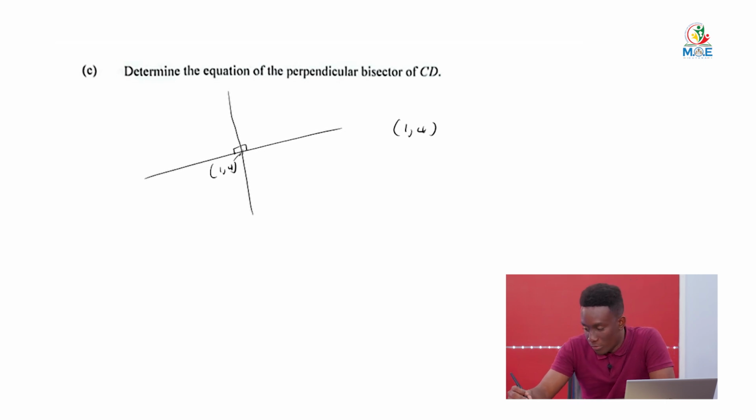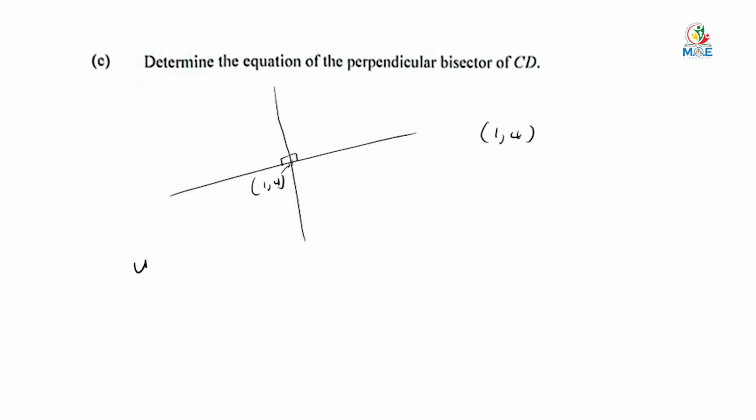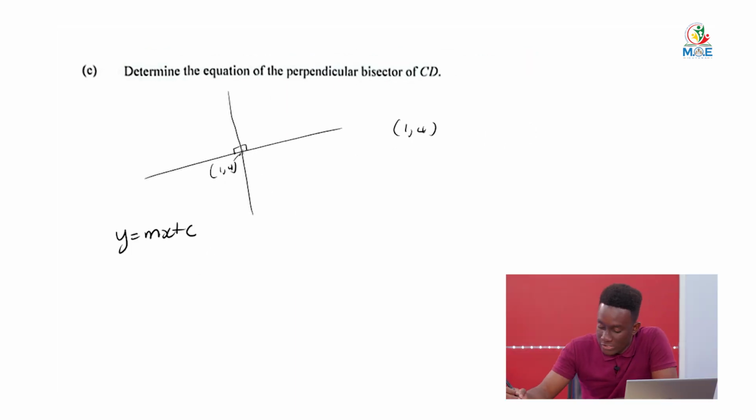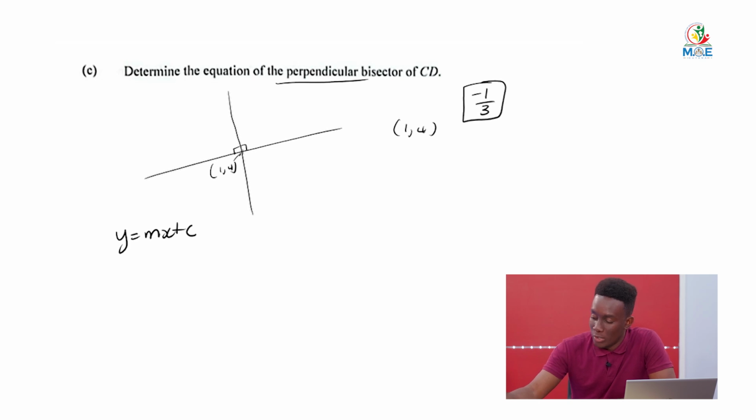So we know the general form for equation of the straight line. It's y equals mx plus c, in which m is the gradient and c would be the y-intercept. So first of all, do we know the gradient? We know the gradient of the other line is -1/3. Since this line is perpendicular, the gradient of this line would be the negative reciprocal of this. So we know this is -1/3, so this would be +3.